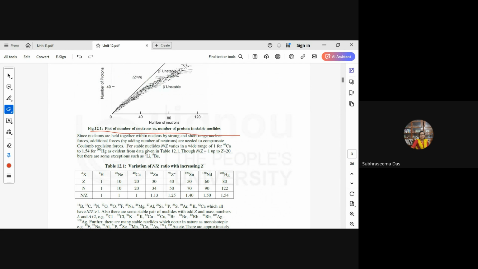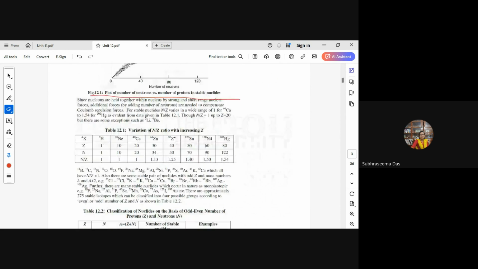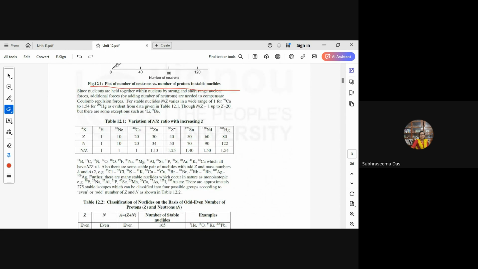So for stable nuclides, N/Z varies in a wide range from 1 for calcium to 1.4 for mercury, as we can see from the data given in table 12.1. Though N/Z is equal to 1 for almost up to atomic number 20, there are also certain exceptions. From table 12.1 we can see the variation of N/Z with increasing Z.